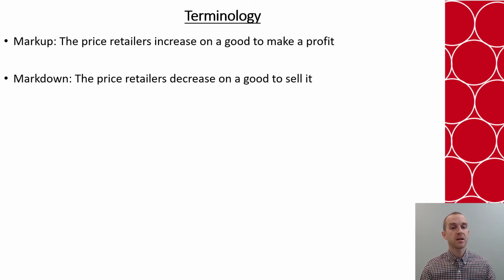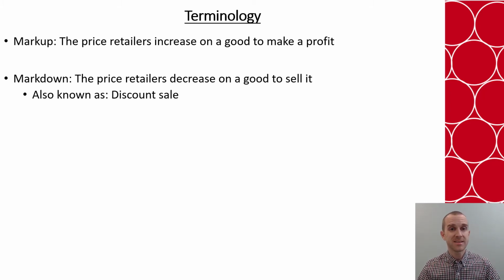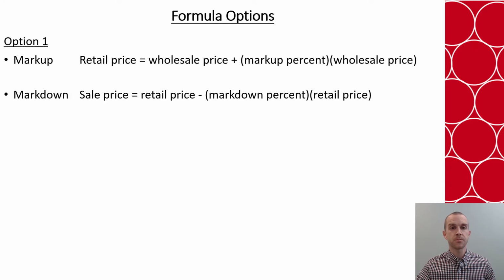Whereas a markdown is a price they will decrease a good so that they can sell it. Maybe they've held on to it too long. Often you'll see these called discounts. So markup is what they're marking up a product after they've bought it wholesale to make profit. Markdowns are their discounts to sell it and get it out of the store.